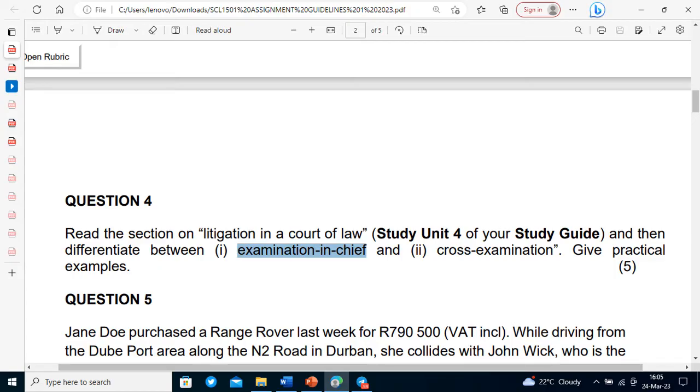Give practical examples. So we have to give practical examples. If you go to page 84, you're going to find examination in chief along with the examples, and then you'll reference that one with footnote 52. It is on page 84. And then for cross-examination, go to page 85 up to 86. Then you're going to reference it with footnote 55 on page 87 at the last page.